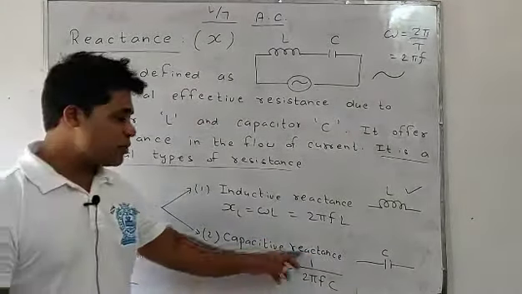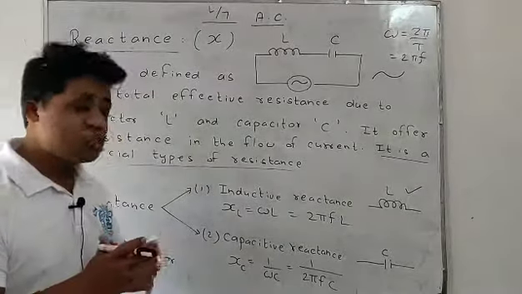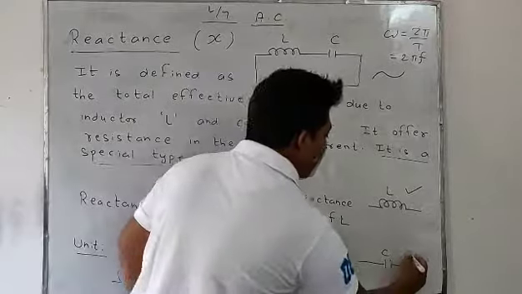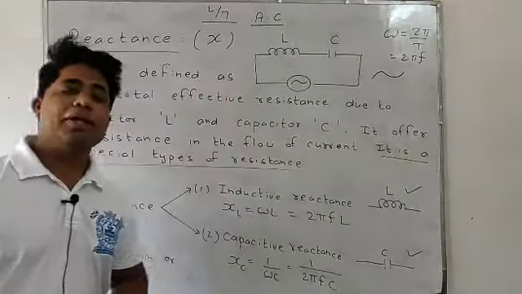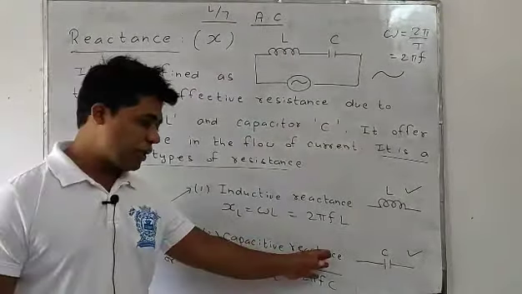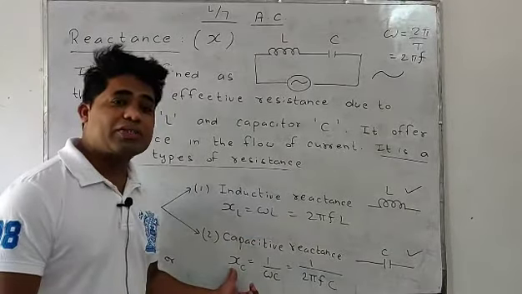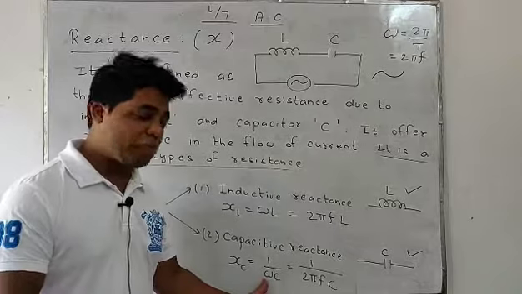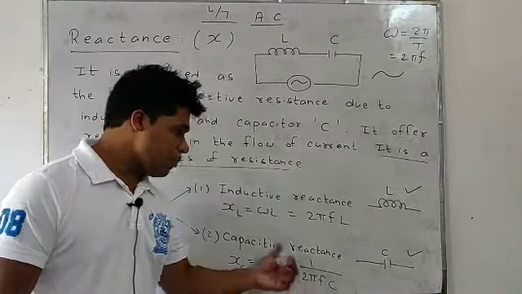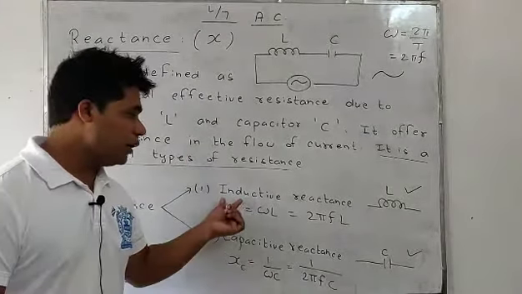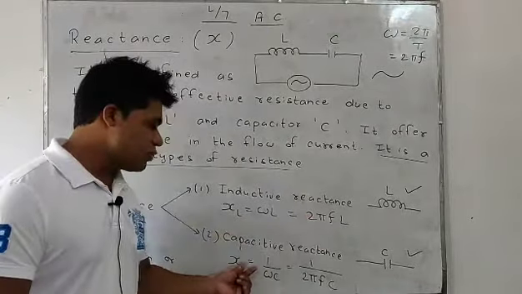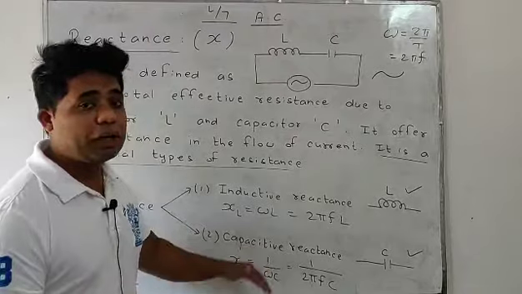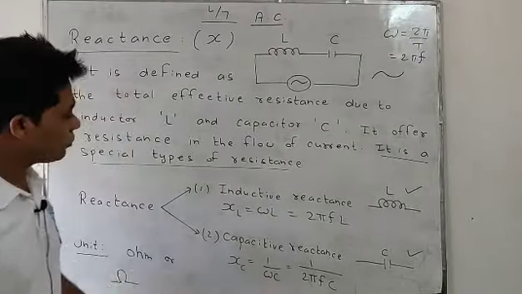Another is capacitive reactance. It is the resistance produced only by capacitor C in the circuit, having the formula XC equals 1 by omega C, where omega is angular frequency 2 pi F. So XL is omega L, inductive reactance, and XC is 1 by omega C, that is 1 upon 2 pi F C, capacitive reactance. These are the two main types of reactance.